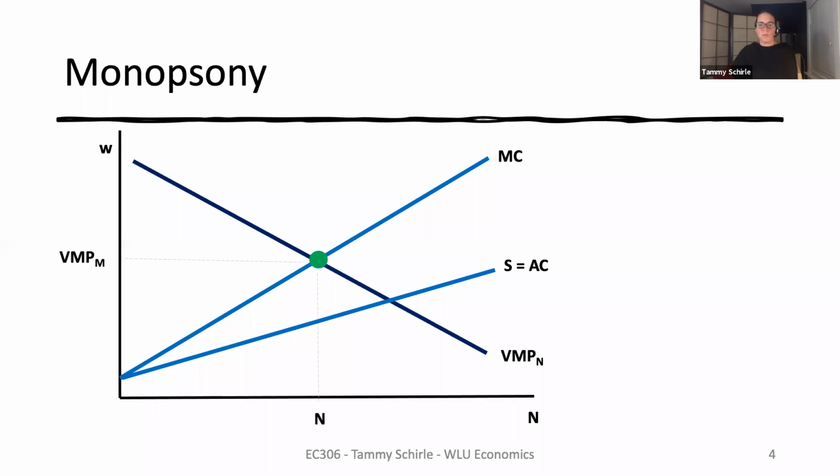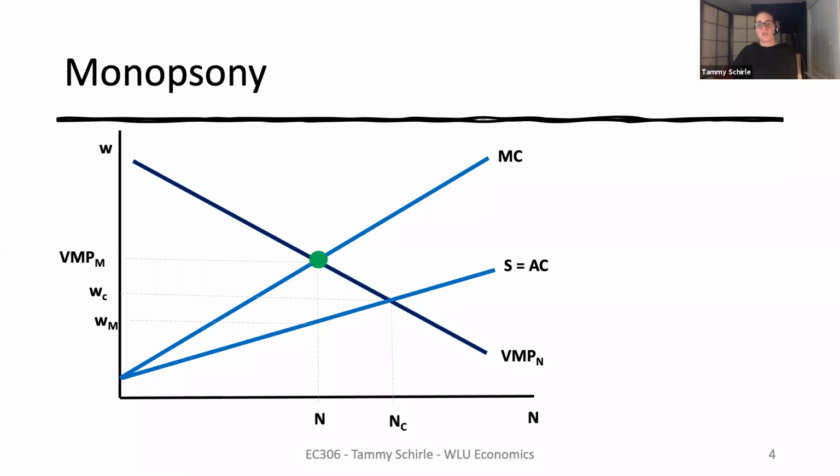But notice workers won't be paid the value of their marginal product of labor. Instead, they'll receive that wage that was required to attract them into the firm, here at WM. As a bit of a thought experiment, you can imagine that if this demand curve represented a competitive market, there would be more workers employed and at a higher wage.